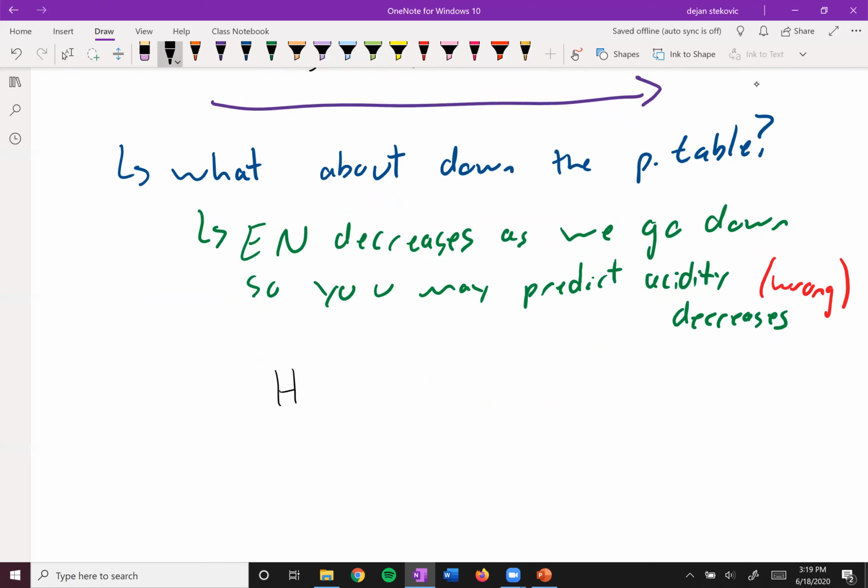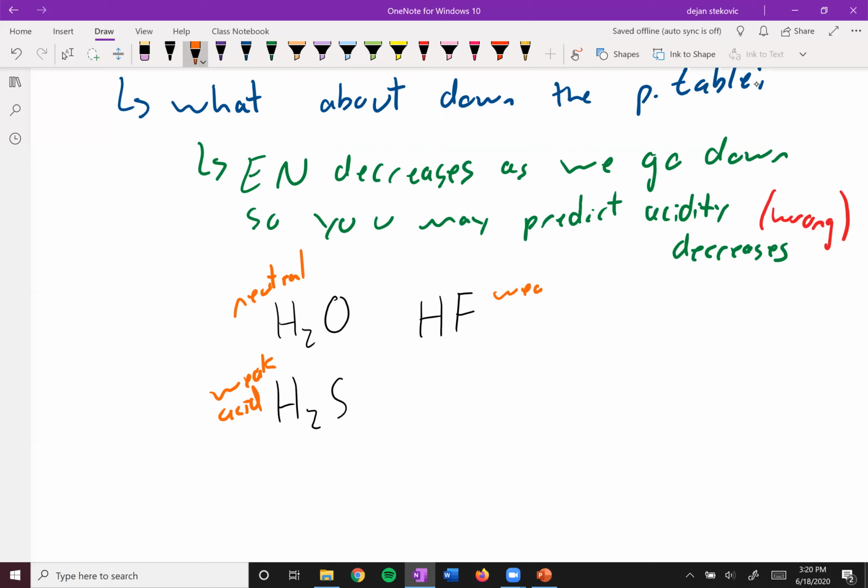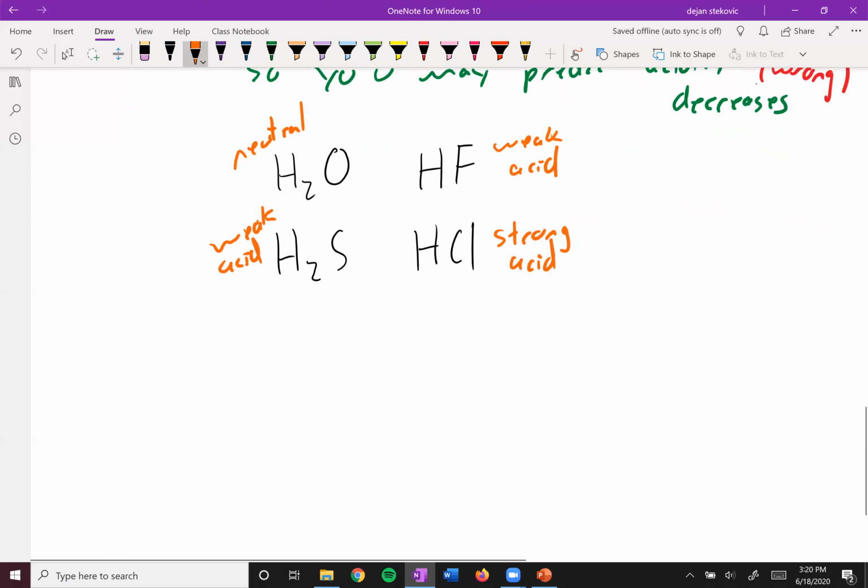So for example, in this above, we have H2O, and below oxygen, we have H2S. Water is neutral, while H2S is a weak acid. So you see when we went down the periodic table, we actually got more acidic. Then we have HF over here, which is a weak acid. And then right below it is chlorine. So HCl, this is a strong acid. So based on the evidence, when we go down the periodic table, we actually get more and more acidic.